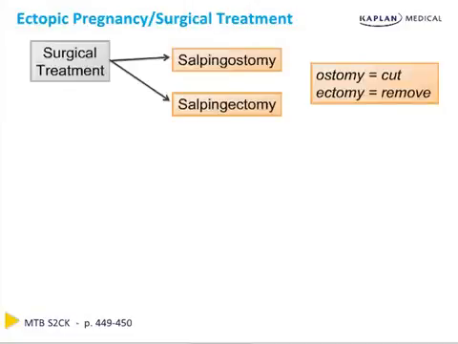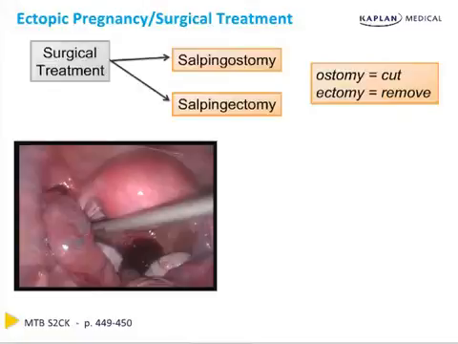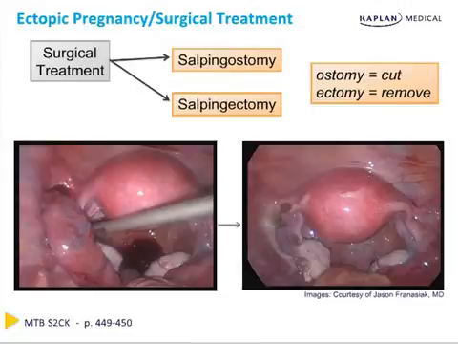A salpingostomy is done when you're trying to preserve the fallopian tube. The fallopian tube is incised, and the ectopic pregnancy is shelled out, leaving the fallopian tube behind. A salpingectomy is performed when the tube cannot be saved, and the entire tube along with the ectopic pregnancy is removed. Here we have a laparoscopic image of a left tubal pregnancy. In this case, the tube was unable to be saved, and here is a picture postoperatively after both the ectopic pregnancy and fallopian tube have been removed.